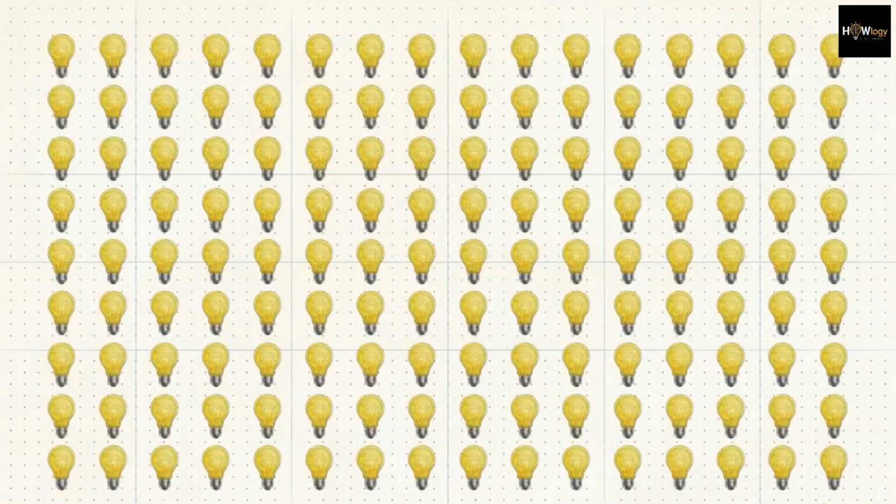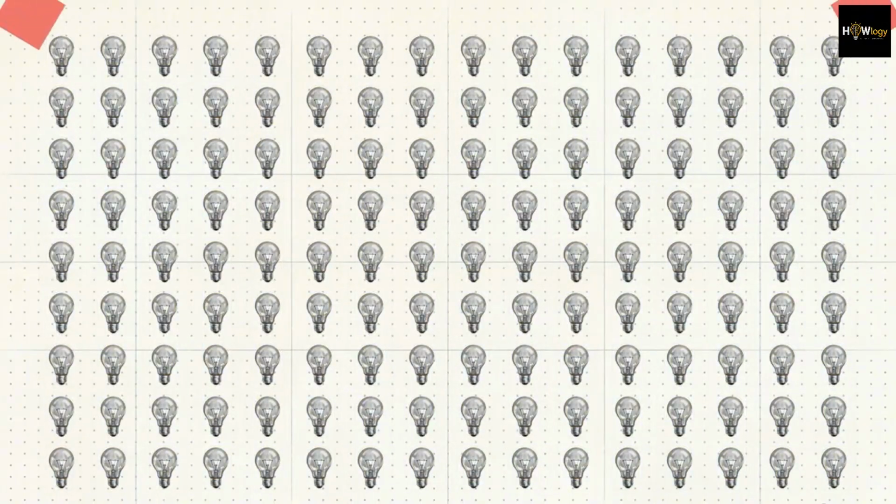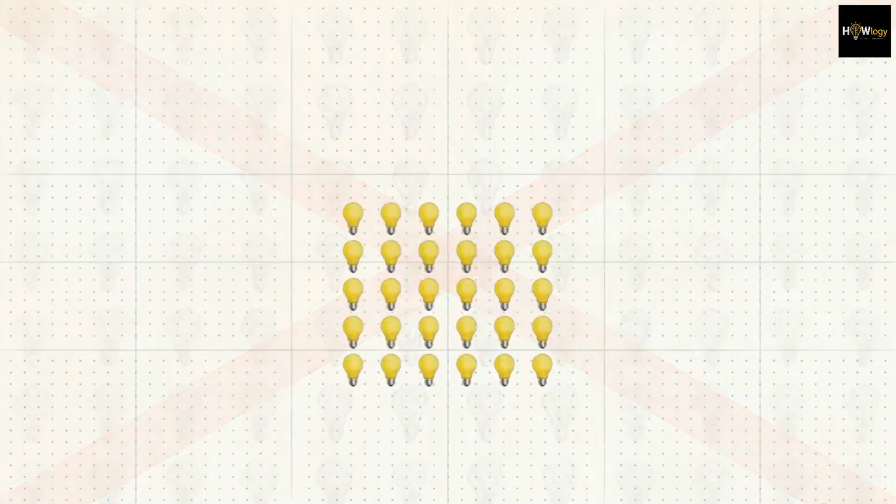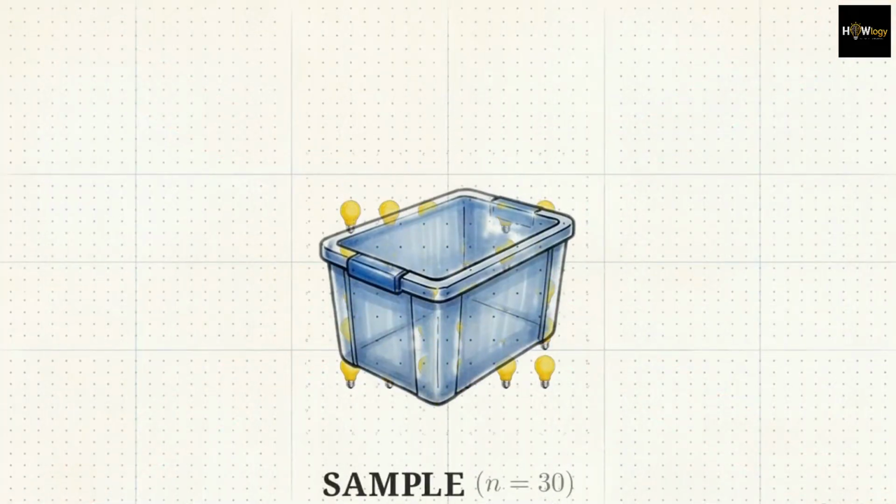The core problem is that we can't test every single item a company produces. If we left millions of light bulbs on until they burned out, testing the entire population, we wouldn't have any product left to sell. Instead, we have to isolate a small sample, say 30 bulbs, and use that tiny group to make a judgment about the entire production line.